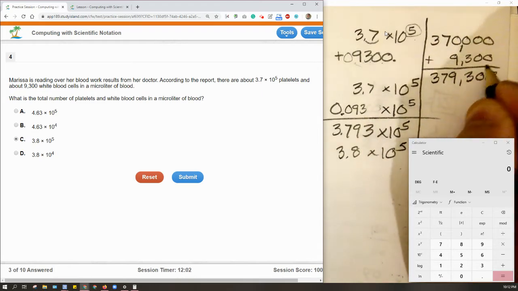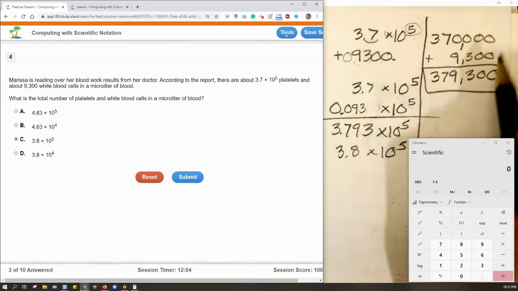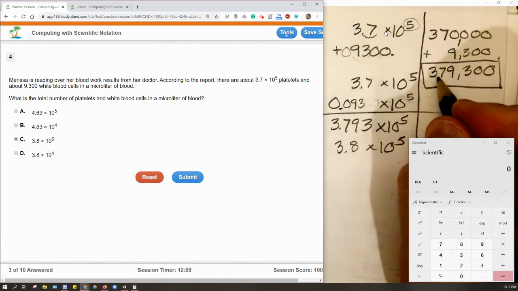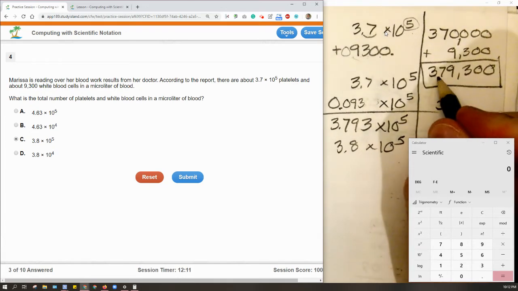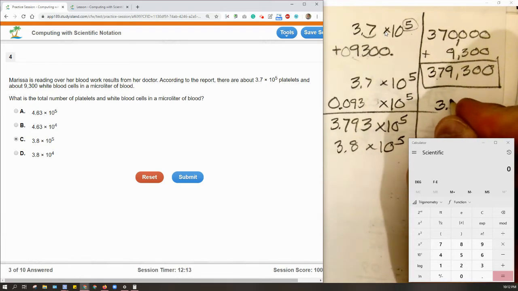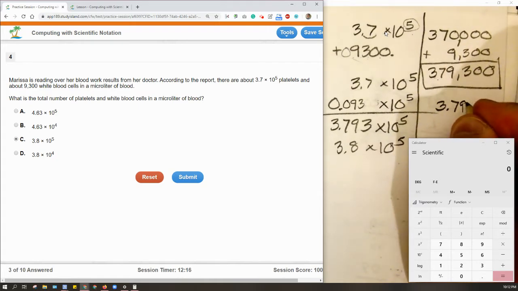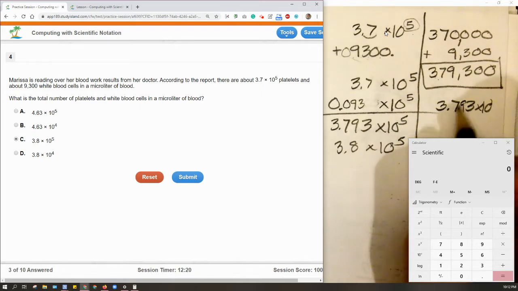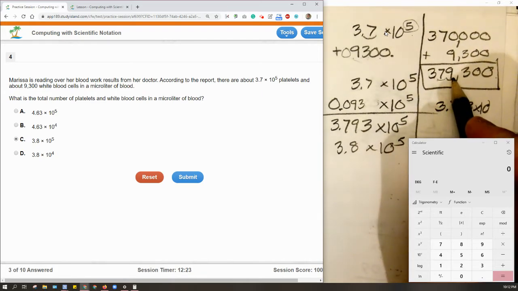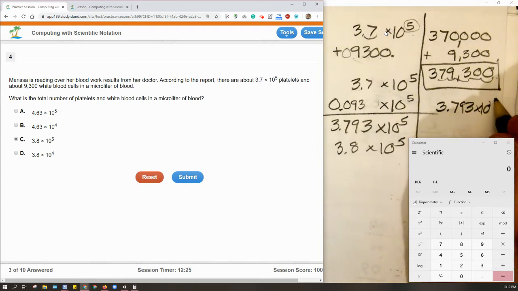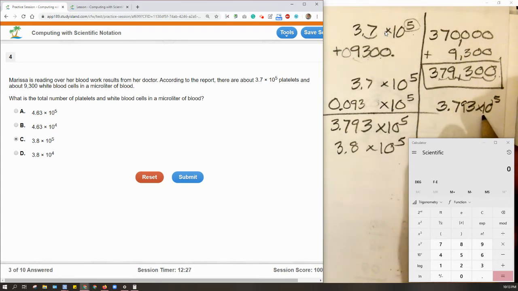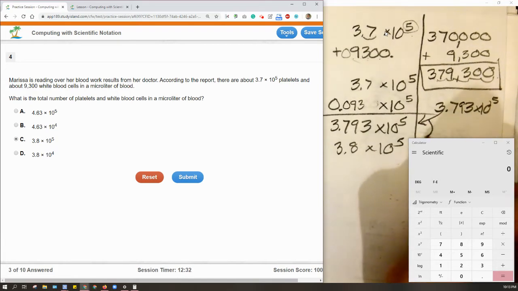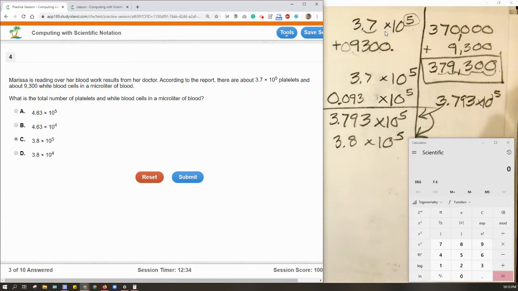379,300. That's my answer. All I have to do now is convert that into scientific notation. We start with our leading number, which is 3. Put our decimal point between the 3 and the 7, so 3.7. Put the rest of the numbers, 9, 3. And then we have our times 10. How many spaces would I have to move this decimal point to get it back over here? That's 1, 2, 3, 4, 5 spaces. So we have our 5 again. So 3.793 times 10 to the fifth. And again, when we round that, it ends up being 3.8 times 10 to the fifth.